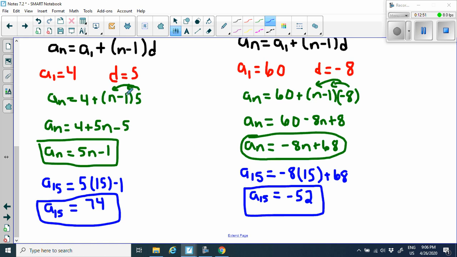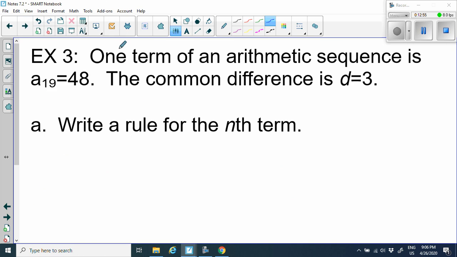Okay, let's go ahead and do example number 3. Example 3 says one term of the arithmetic sequence is a sub 19 equals 48, and the common difference is d equals 3. We need to write a rule for the nth term. So kind of just going back to our formula, I'm always going to reference that: a sub n equals a sub 1 plus n minus 1 times d.